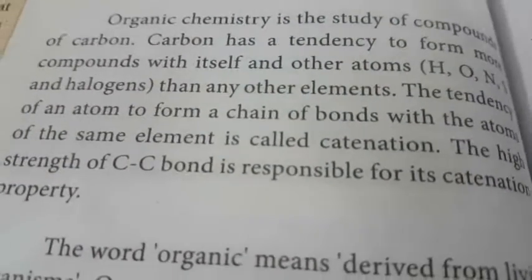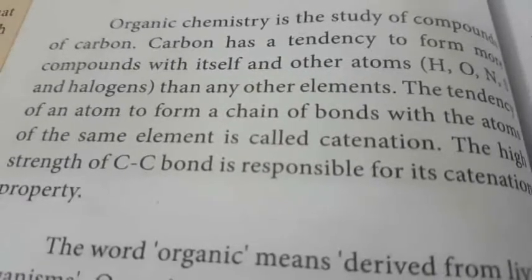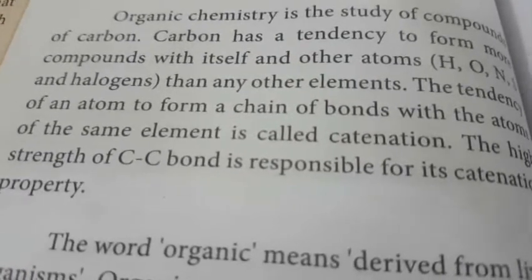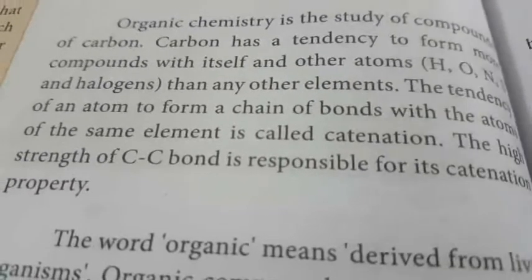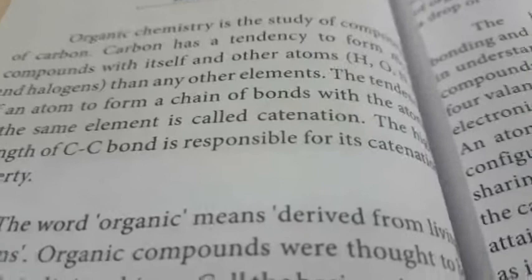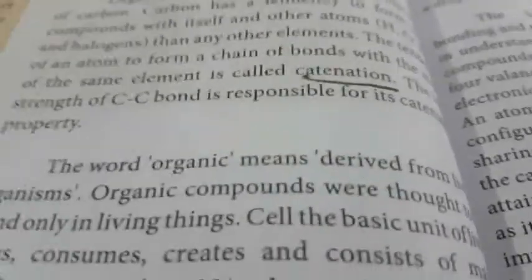So what is meant by carbon? Carbon has the tendency to form compounds with itself and other atoms, any other elements. The tendency of an atom to form a chain of bonds with the same element is called catenation. What is meant by catenation? I underline the word catenation. It is the tendency to form the chain of carbon-carbon bonds.